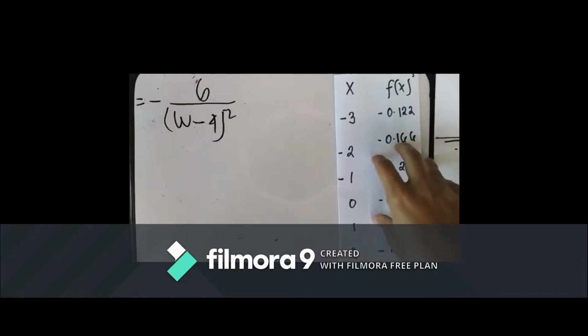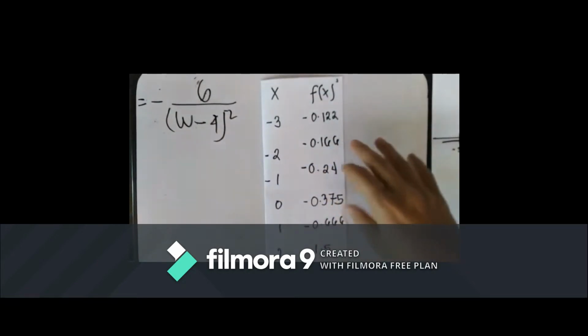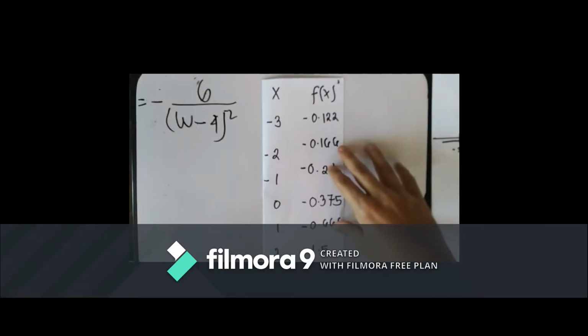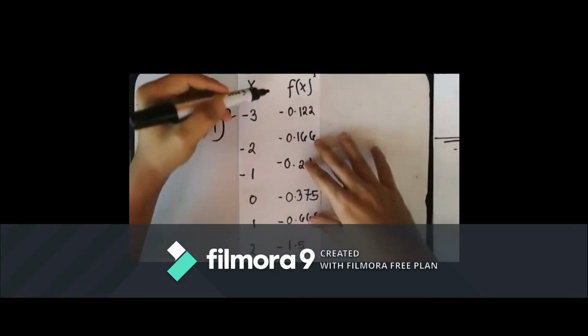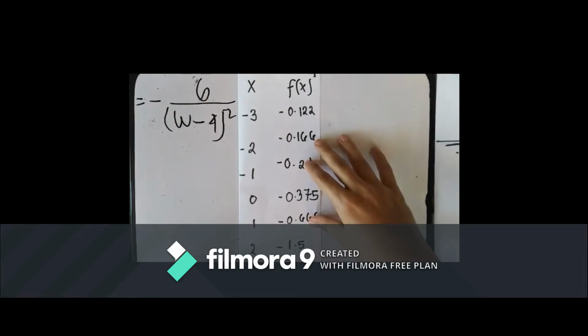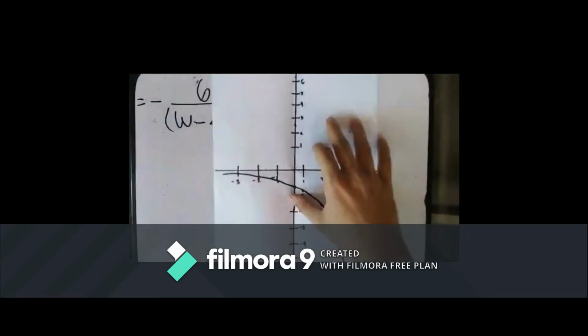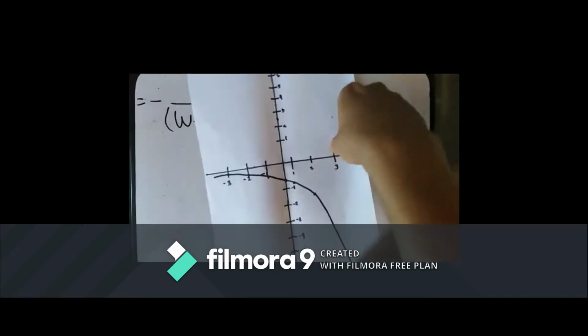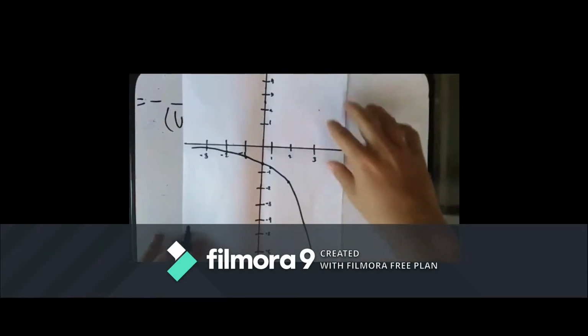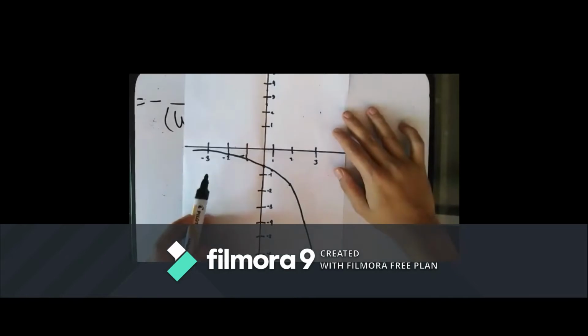Now we will sketch the graph of negative 6 over w minus 4 squared. By the table of values, we will get the answer. And then the graph looks like this.